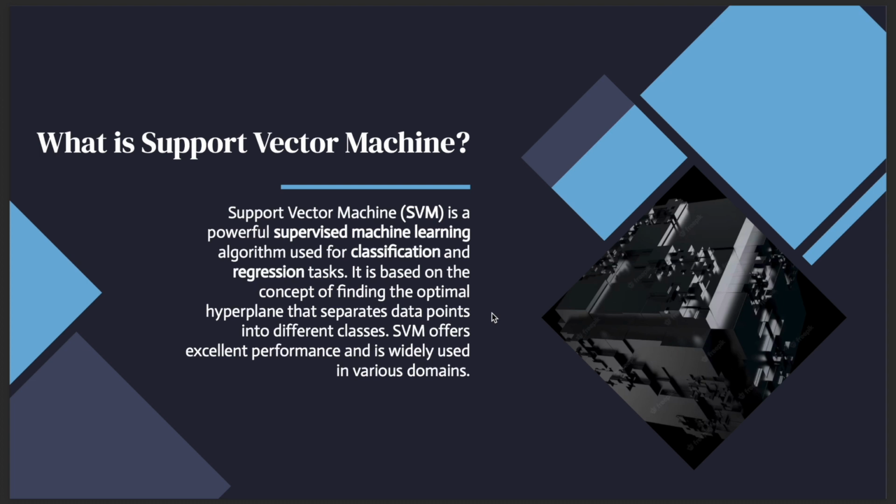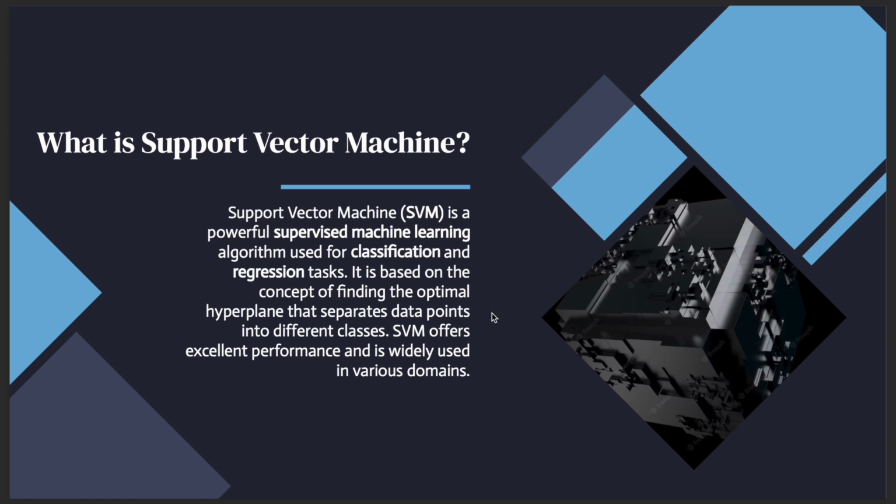A support vector machine is a popular supervised machine learning algorithm used for classification and regression tasks. It's particularly effective in cases where the data is not linearly separable. The SVM creates a hyperplane or decision boundary that separates the data points into two different classes.